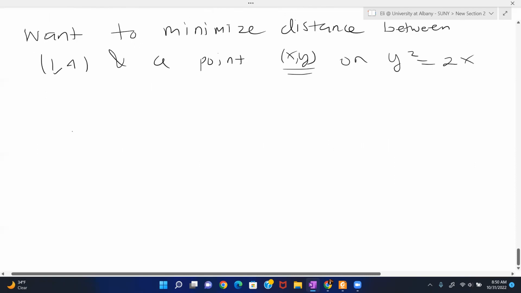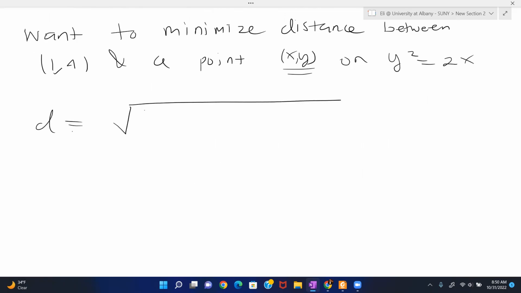So the distance between these two points, we'll call it d, is given by using the distance formula. So the difference in the x coordinates, x minus 1 squared, plus the difference in the y coordinates squared, and then you take the square root.